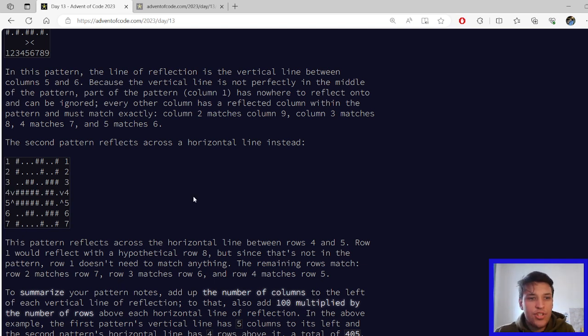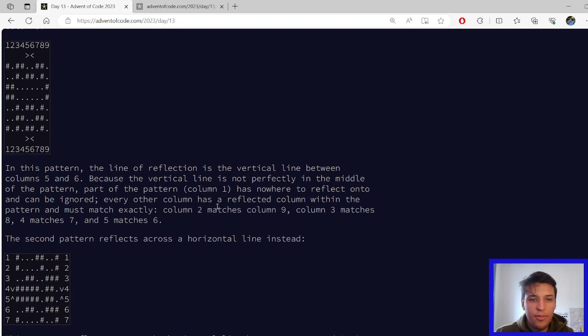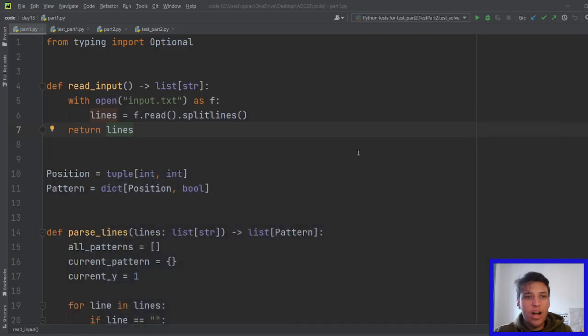And for the first part, we just want to find the positions of these mirrors for each input, and then our solution will depend on how many lines are above or how many positions are to the left of the mirror. Okay, so how can we do that?